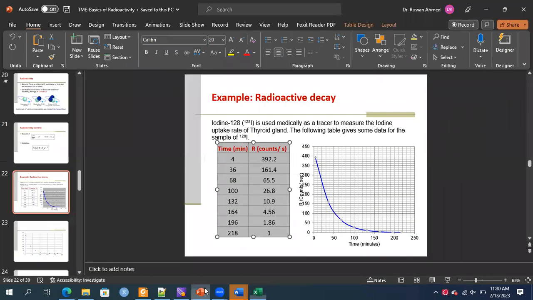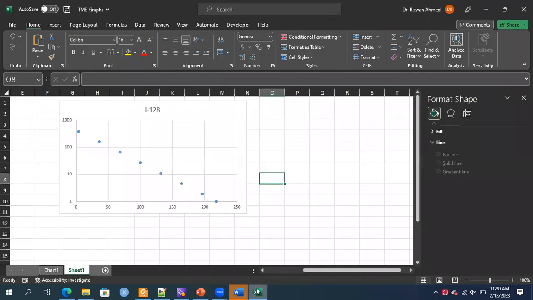For the radioactive decay data of iodine 128, when plotted on semi-log paper with the vertical axis as R, we have not changed the values. We have changed the scale. So this scale starts from 1. The first division is 10. The next division contains 90 values, right? The mark is 100 and the next is 1000, right?